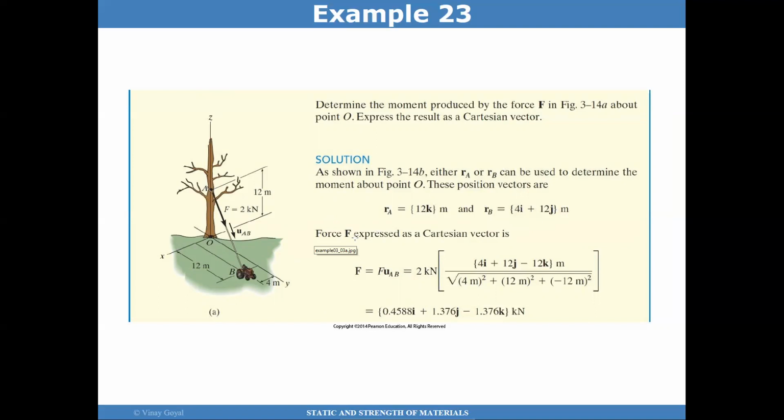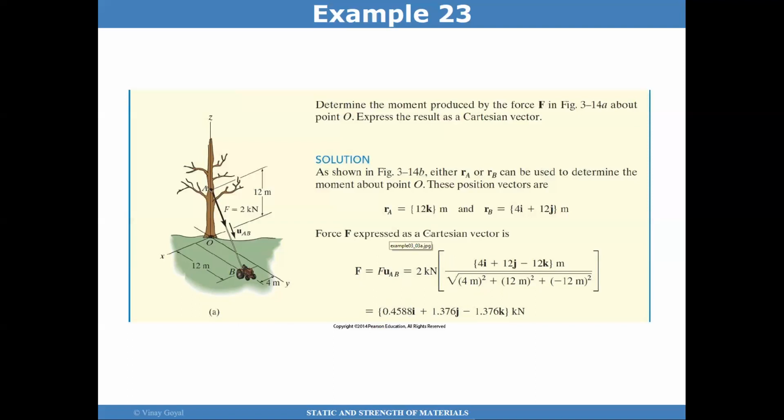The force vector F can be expressed by determining first this unit vector that goes from A to B. And so we know the coordinates of this point, the coordinates of this point, so therefore we can find the position vector that connects A and B. Once you have that, you can divide the amount by the distance between point A and B, and that will give us a unit vector along A and B. Multiplied by the magnitude of 2 kilonewtons will give us the force vector and their components i, j, and k.